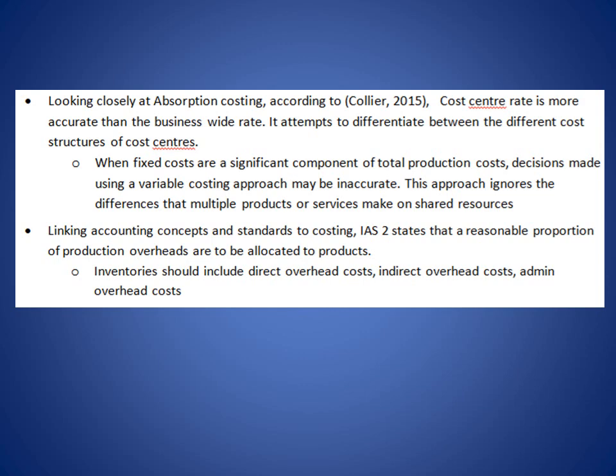Linking accounting concepts and standards to costing, IAS 2 states that a reasonable proportion of production overheads are to be allocated to products. So inventories should include direct overhead costs, indirect overhead costs, and admin overhead costs.